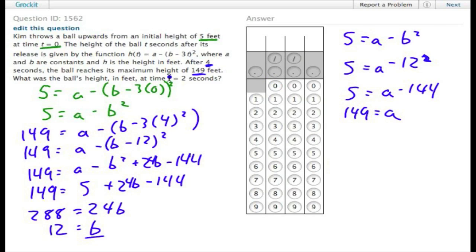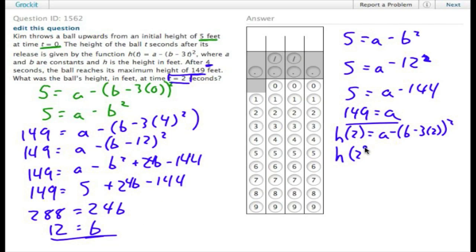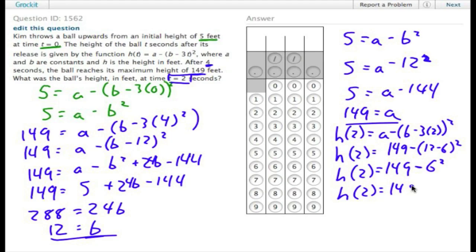So we want to know the height at t equals 2 right here. So we plug it into this equation here. h of 2 is equal to a minus (b minus 3 times 2) all squared. 2 is the time that we want. So now we have these two values of both a and b. So this becomes h of 2 is equal to 149 minus (12 minus 6) squared. We'll just multiply that out. h of 2 is equal to 149 minus 6 squared, that is 149 minus 36. The height when t is equal to 2 is equal to 113.